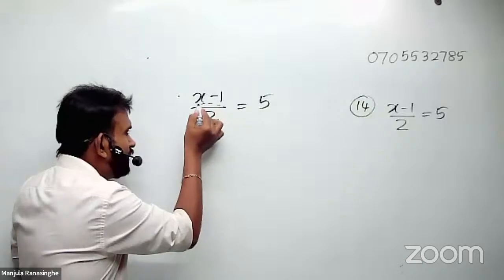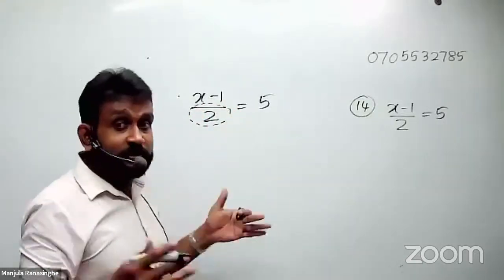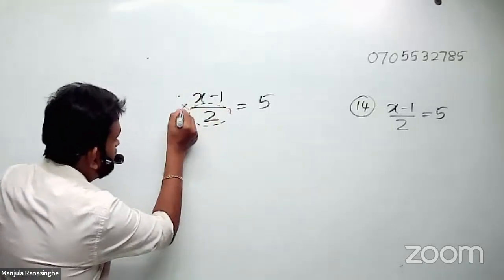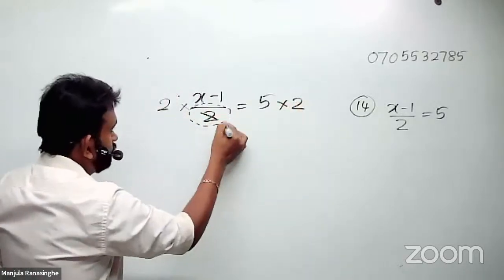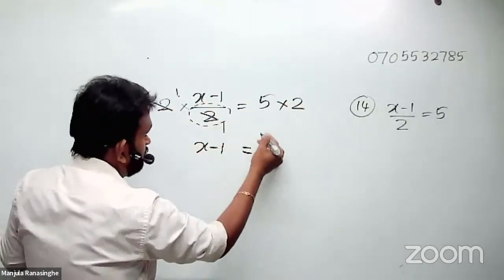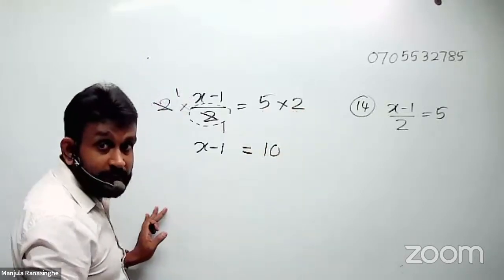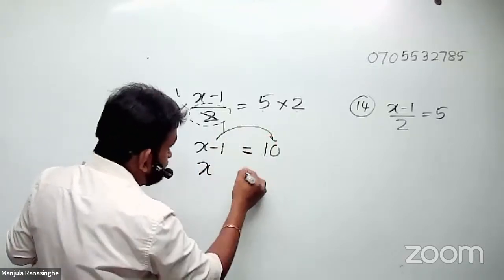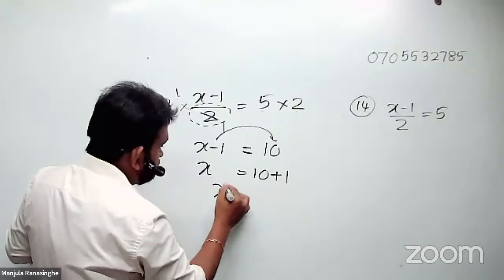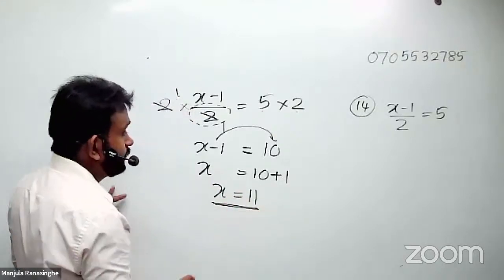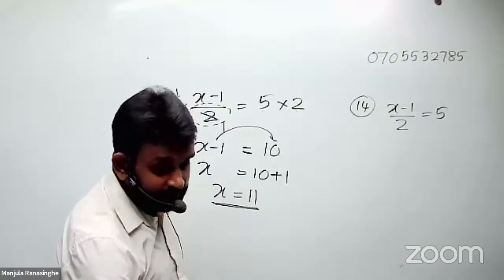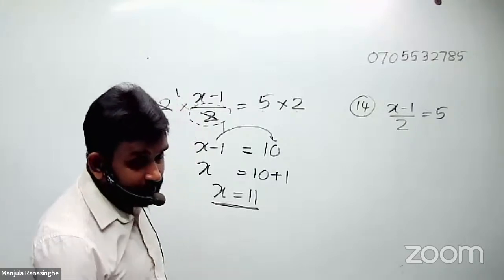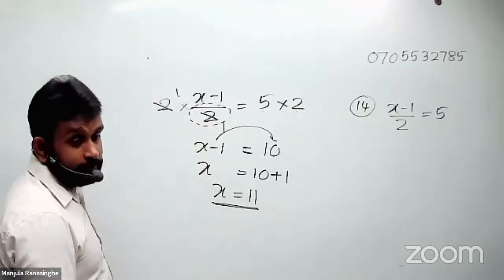So better to eliminate this division by 2 with the opposite operation. What is that? Multiplication. So I eliminate division by 2 by multiplication on both sides. So 2 being cancelled out, then x minus 1 equals 5 into 2, which is 10. Okay. Now in x minus 1, I need to eliminate the minus 1. I bring that minus 1 to the other side. So x becomes 10 plus 1, which equals 11. So x equals 11. That is the answer.